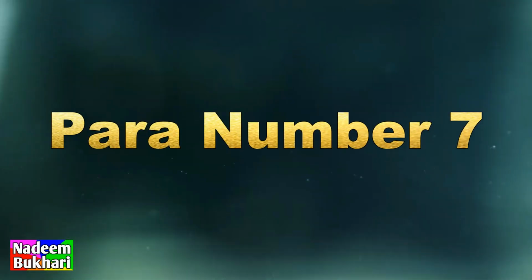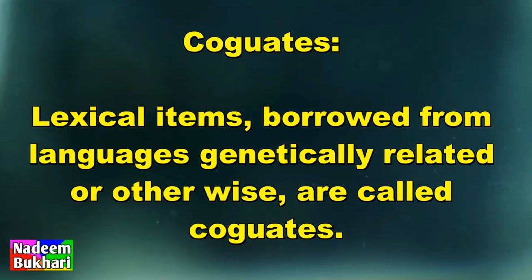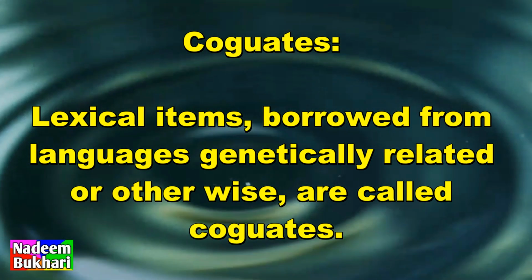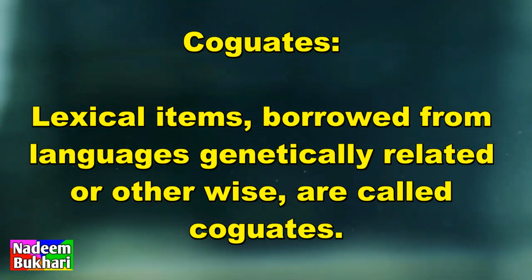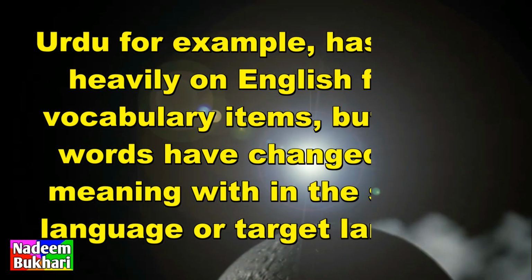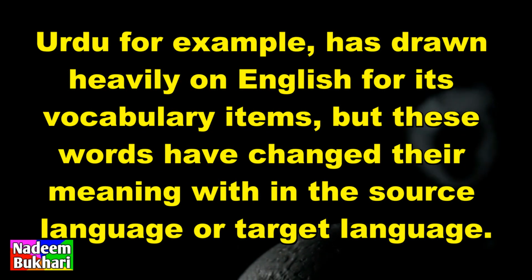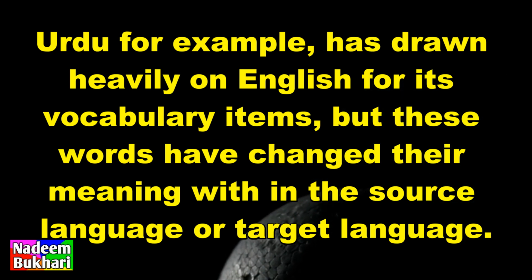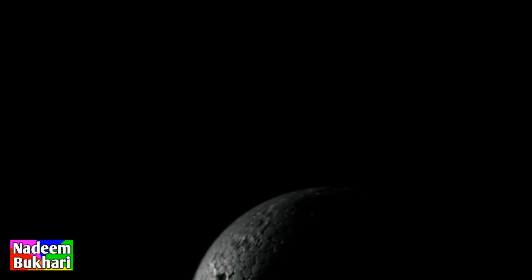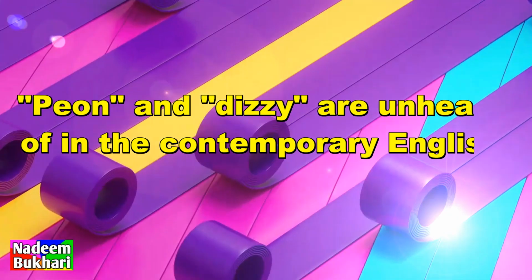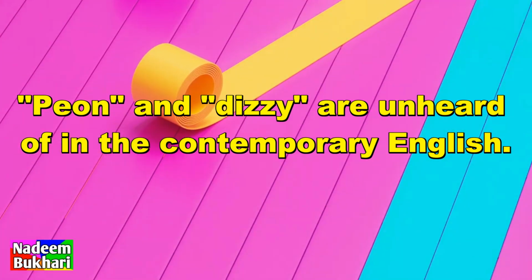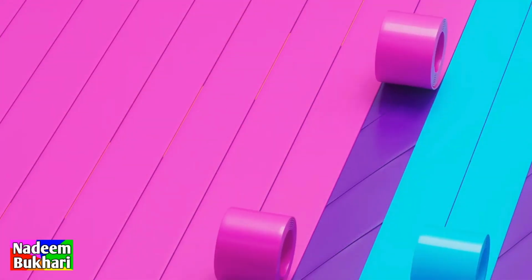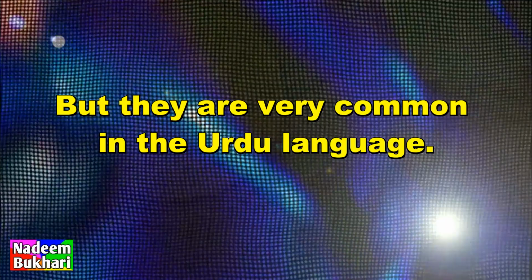Para number 7. 6. Cognates. Lexical items, borrowed from languages genetically related or otherwise, are called cognates. Urdu, for example, has drawn heavily on English for its vocabulary items, but these words have changed their meaning within the source language or target language. Pace and dizzy are unheard of in contemporary English, but they are very common in the Urdu language.